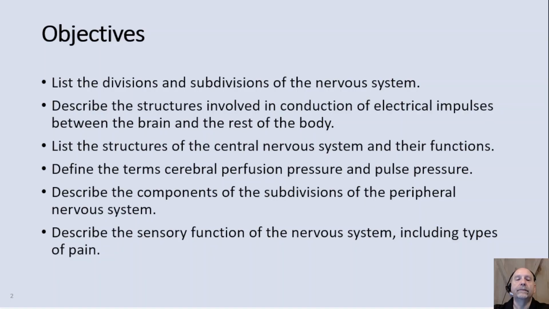Upon completion of this learning opportunity, students will be better able to list the divisions and subdivisions of the nervous system, describe the structures involved in conduction of electrical impulses between the brain and the rest of the body, list the structures of the central nervous system and their functions, define the terms cerebral perfusion pressure and pulse pressure, describe the components of the subdivisions of the peripheral nervous system, and describe the sensory function of the nervous system, including types of pain.